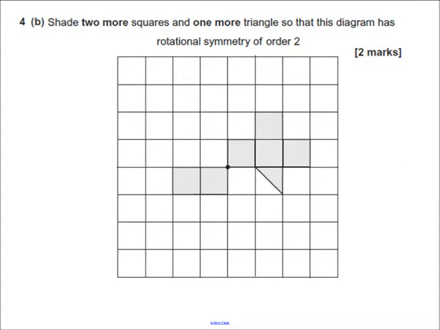Question 4b is asking us to shade 2 more squares and 1 more triangle, so the diagram has rotational symmetry. So the best way to do rotation questions in Unit 3 is using tracing paper, and it has to have an order of 2, so it maps onto itself as it goes round. So we're going to take our object, and we're going to create an image that gives us a rotational symmetry of order of 2.